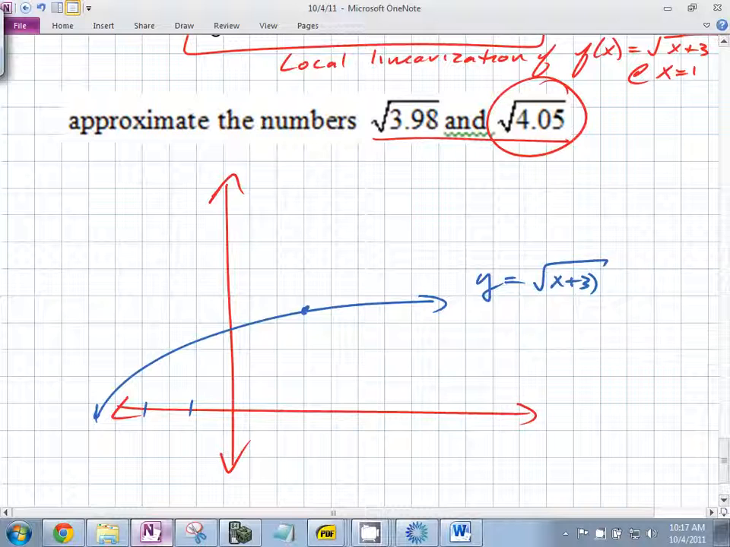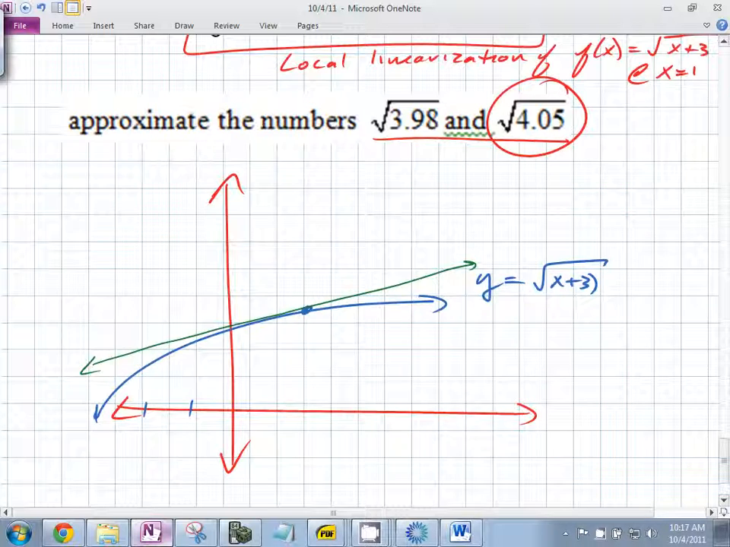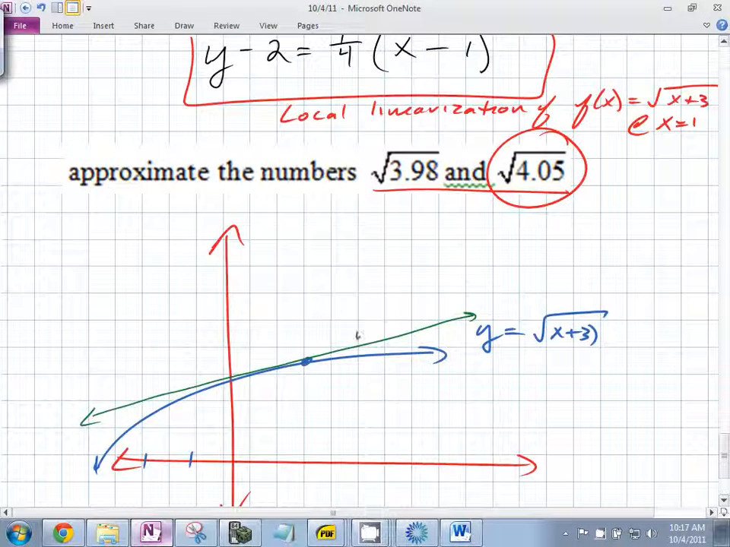Here's the tangent line right here. We found that equation. What was it? It was y minus 2 is equal to 1/4 of x minus 1. Does the slope look like it could be around 1/4 based on my pretty poor drawing? Yeah. So I want to use that line to approximate 3.98. What do I do?